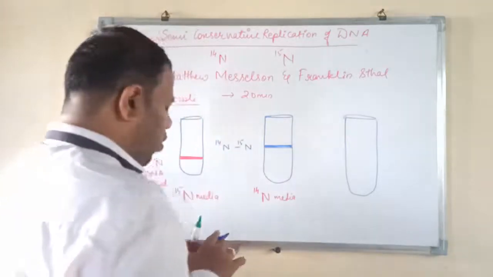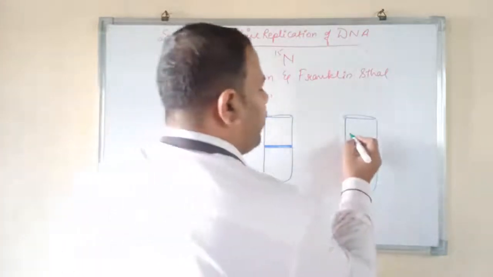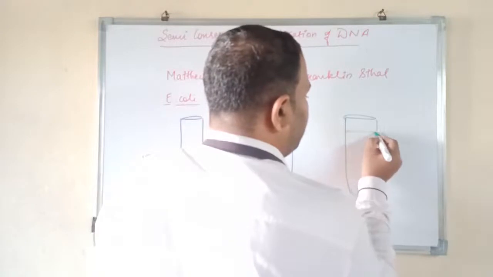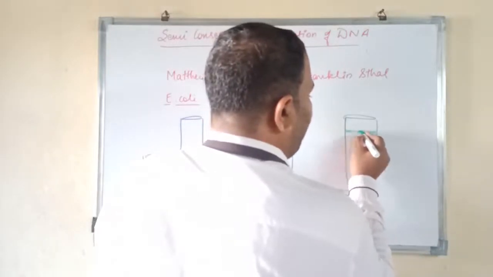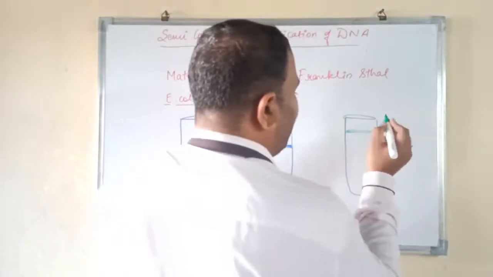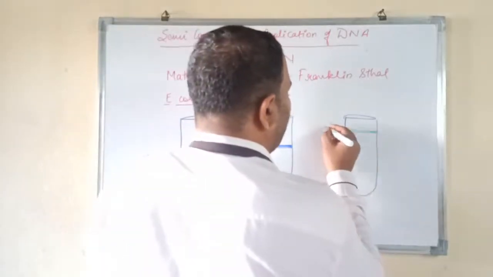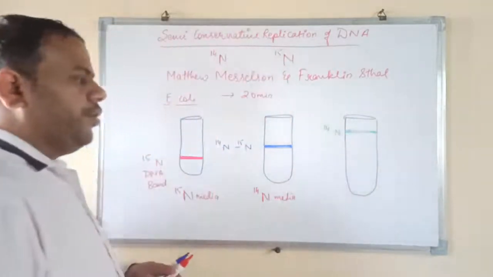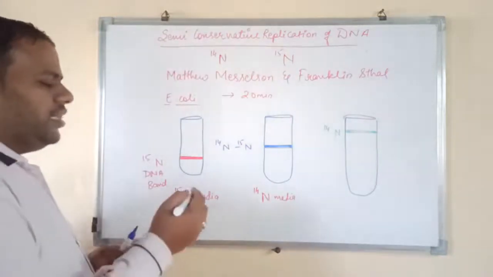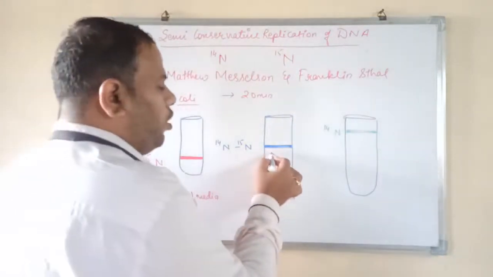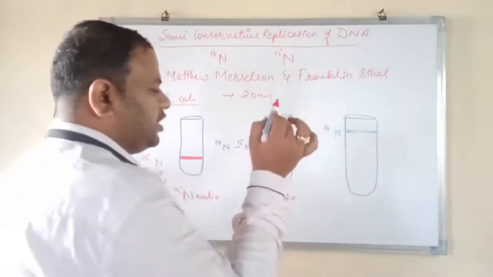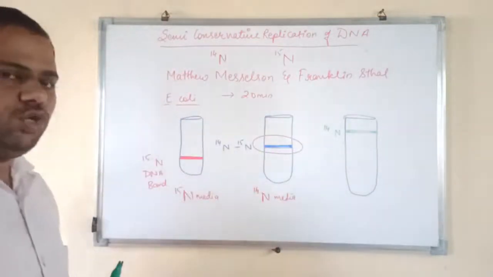Now when the DNA was extracted from regular E. coli, the organism used here, it formed a band like this at this position. So the band formed was with normal nitrogen 14. You can see when you compare, the intermediate band was formed at this position in the center of the centrifuge tube.